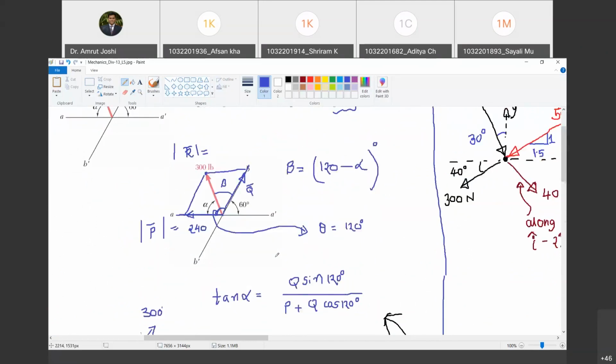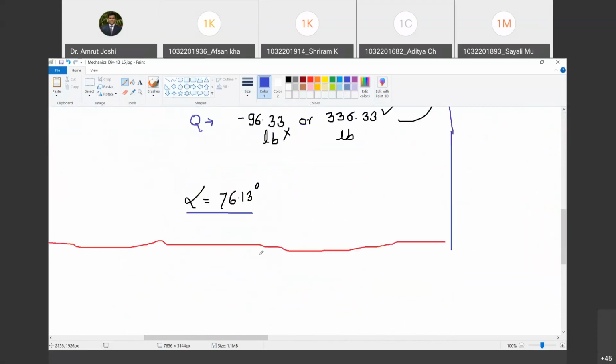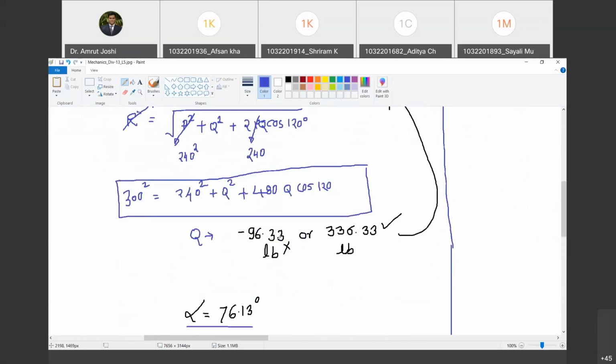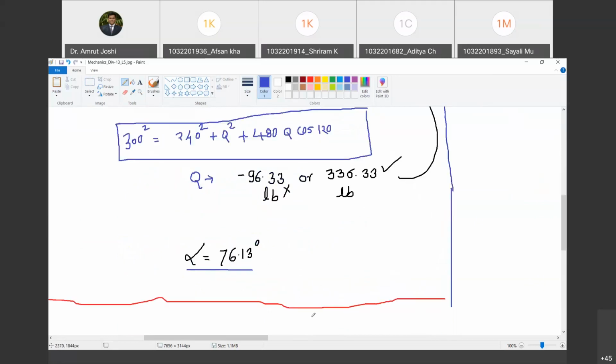But q cannot be negative because you will understand that if q is negative, that means it has to be in this direction. So if it is in this direction, the resultant of two forces, one along aa dash like this towards left and one along bb dash like down, cannot produce resultant in this quadrant. You will understand that, and therefore we have to neglect the value 96.33. The correct value is 336.33 pounds. If you substitute that value back here in this equation, you get alpha as 76.13 degrees. So this was about the last class.